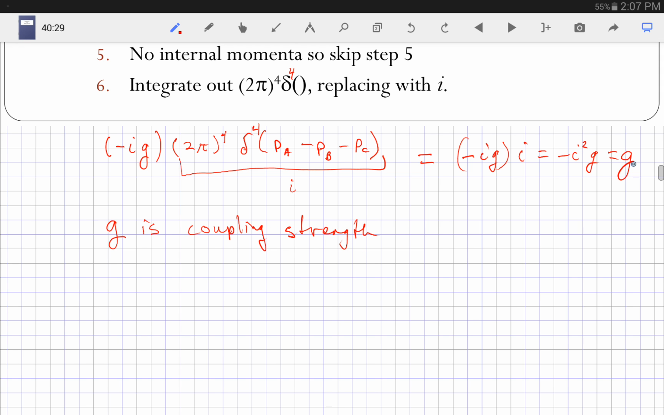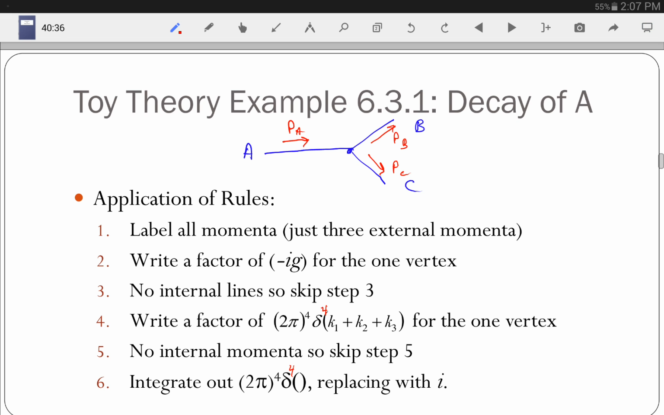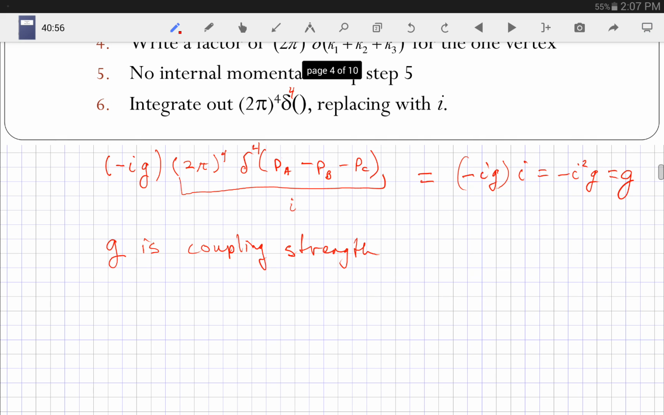So G is coupling strength. So this was on the order of G, since it's equal to G. And if I would have done the one that I showed here with the little loop, that would have been on the order of G cubed. And so the magnitude, the one that's most important to us is the one that's the lowest order in G. And so this is the one that we care about because it's the lowest order in G. So we have now M is equal to G.